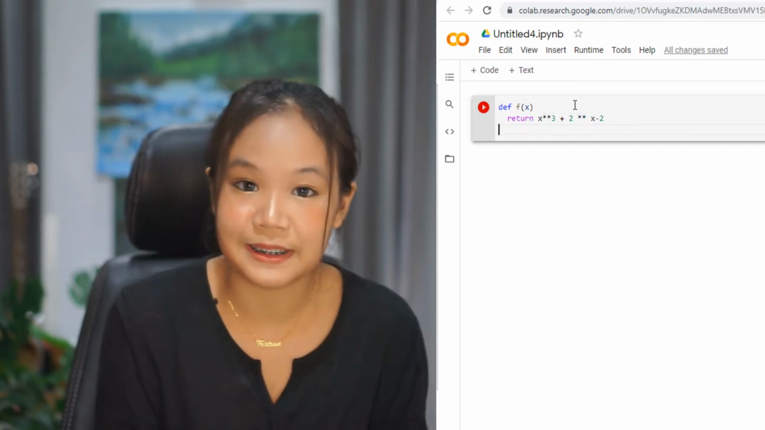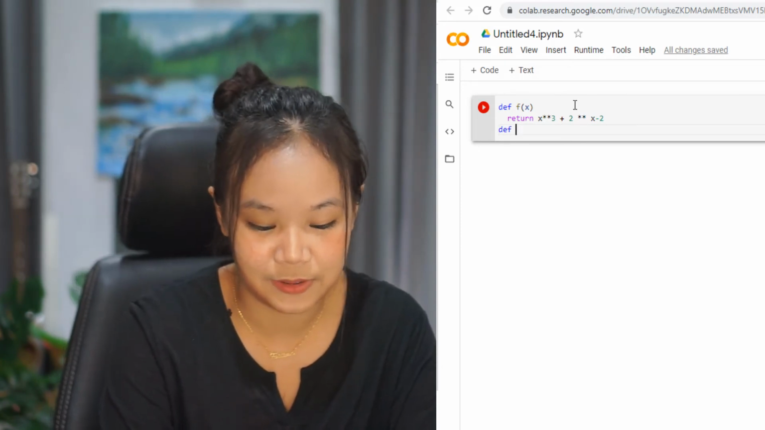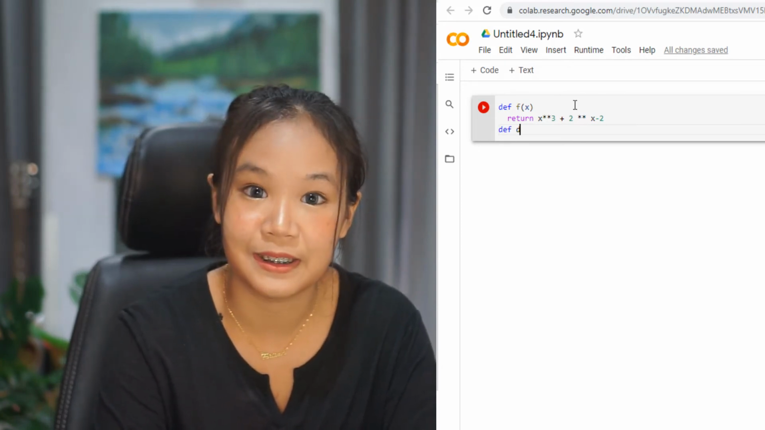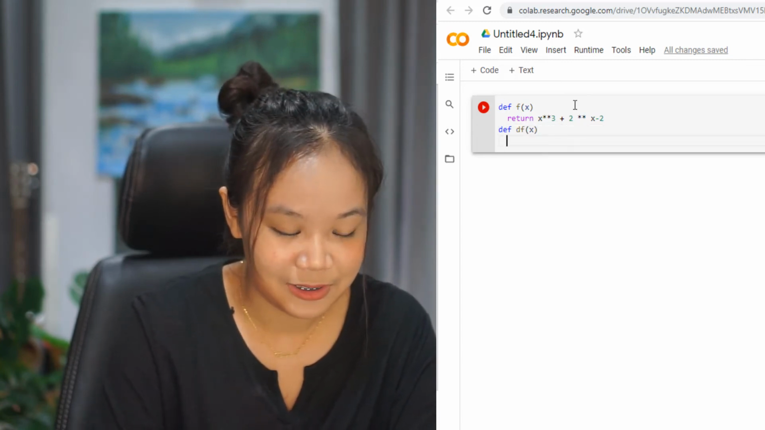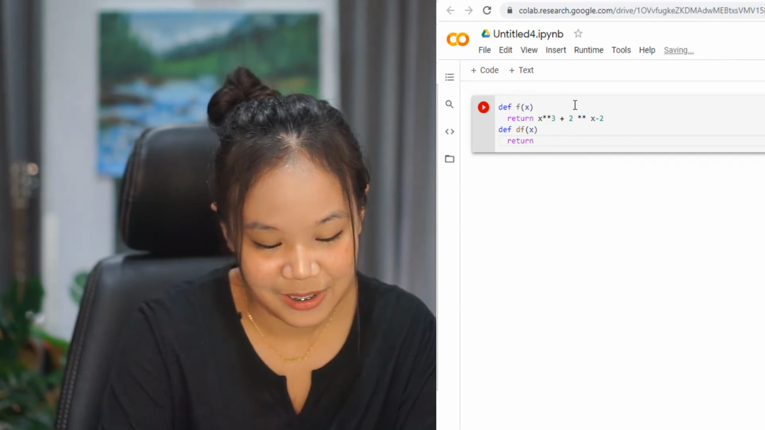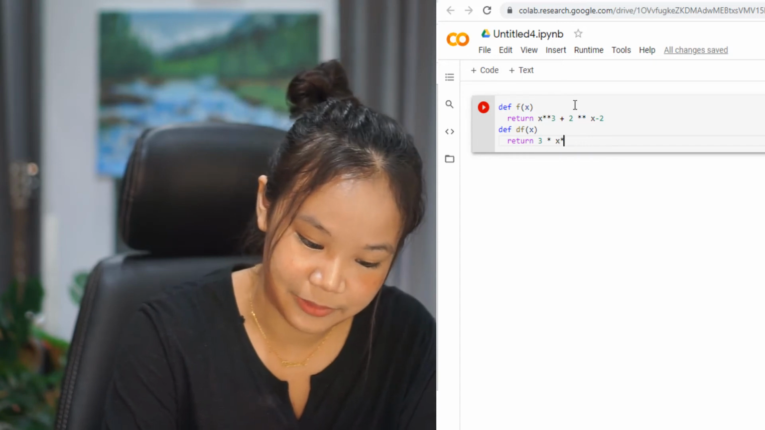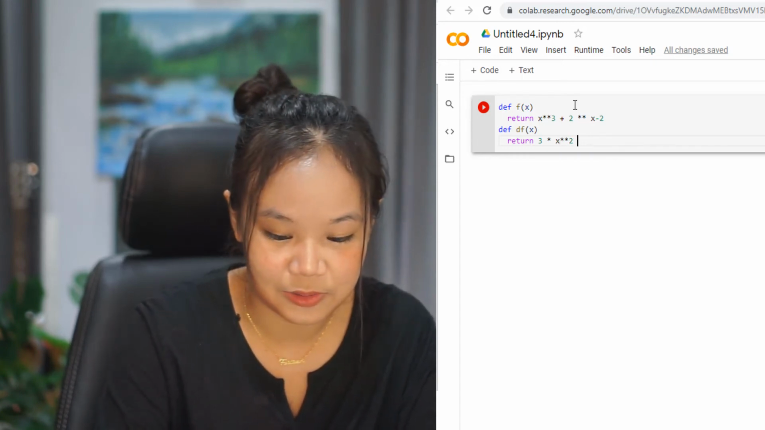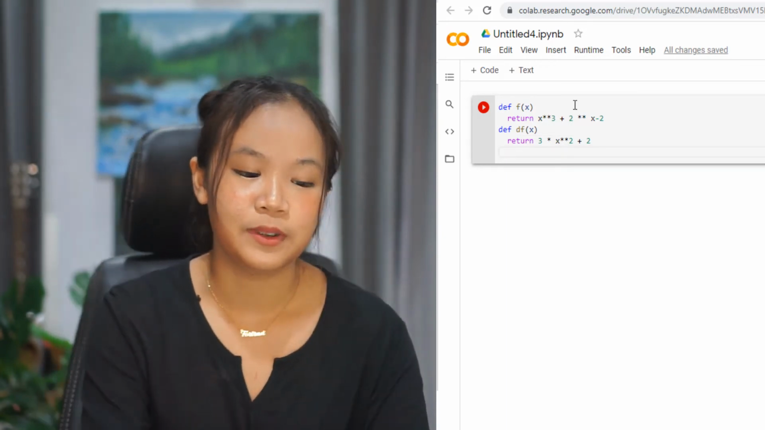And we also need the same thing for the derivative, so you just write, we need the derivative of it too. Let's say it's df, df of x. Then you need to return something. So the calculus part, you need to return 3 times x to the power of 2. Then you also need to plus it with 2. That's it.